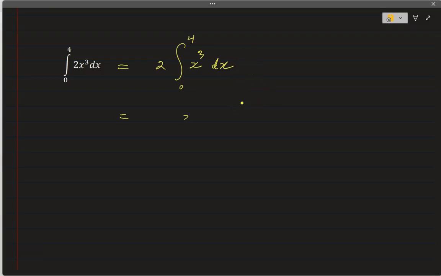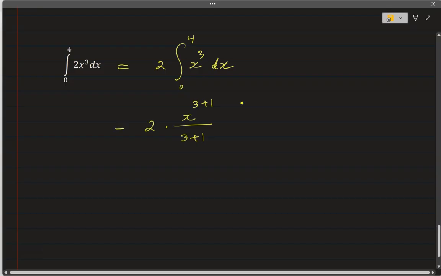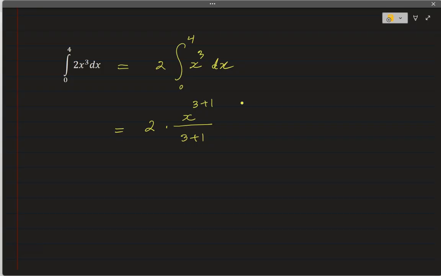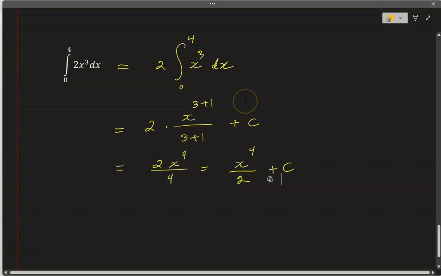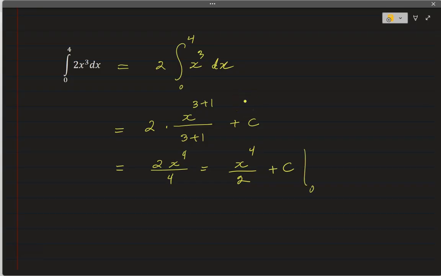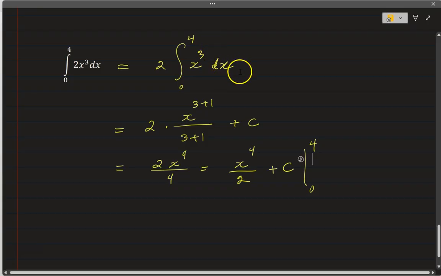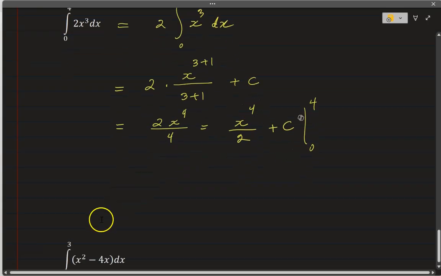and upper limit. Say, okay, this is x^(3+1) divided by 3+1. We do have a 2 in front from outside, plus c, and now the answer will be 2x to the 4th over 4, which is x to the 4th divided by 2, plus c. Now we're going to evaluate that integral from 0 to 4, and you just go ahead and do the same thing again.